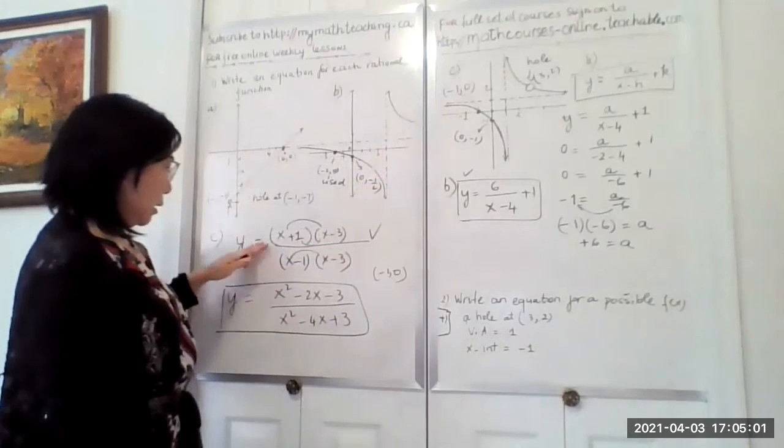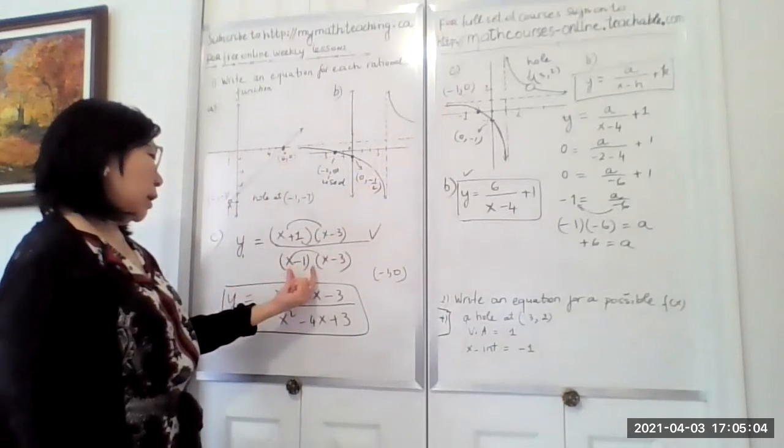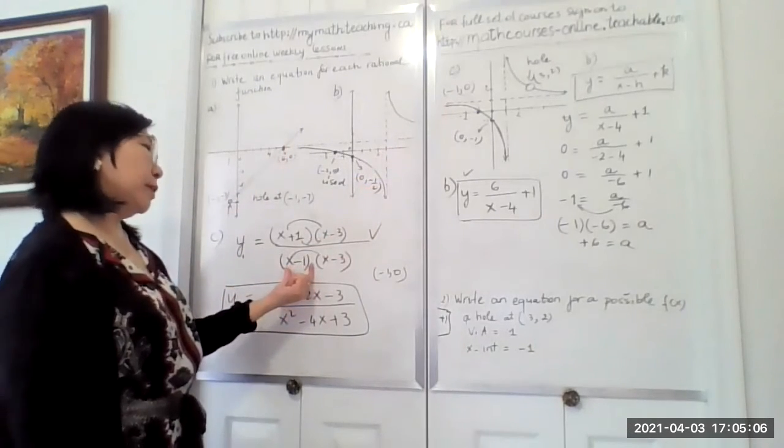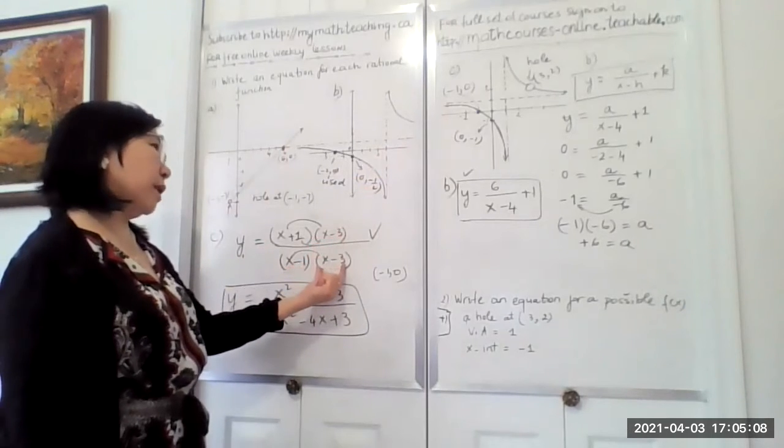And we already checked it and everything is okay. We have a vertical asymptote at x equals 1, the hole at x minus 3.